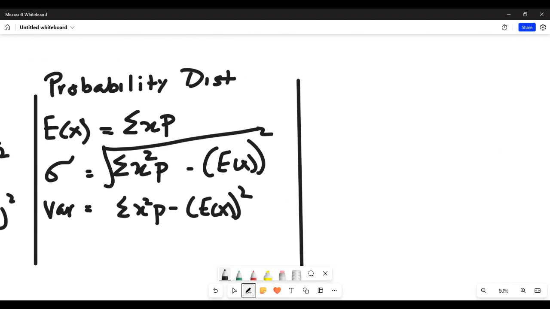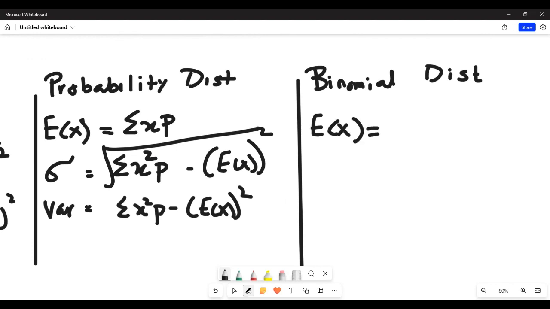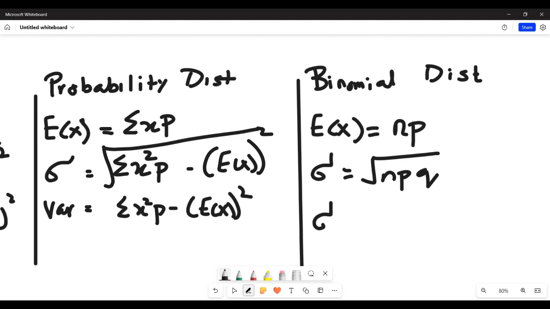Then the other day we studied binomial distribution. In binomial distribution, instead of mean, we say the expected value. And the formula for that is n times p times q. No, sorry, it's just np. And the standard deviation is square root npq. Similarly, the variance would be just npq.